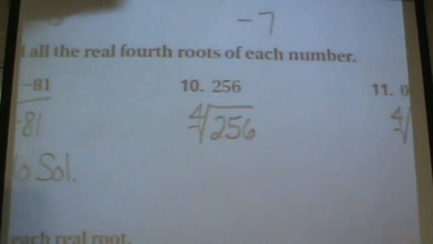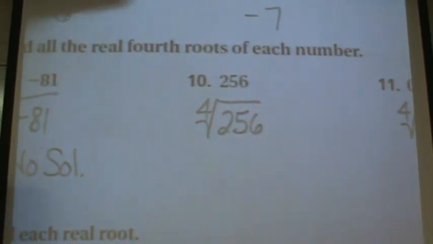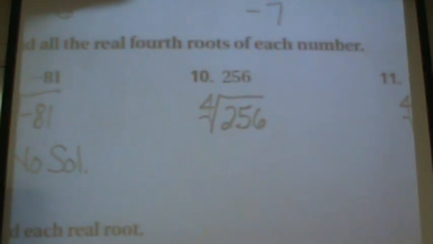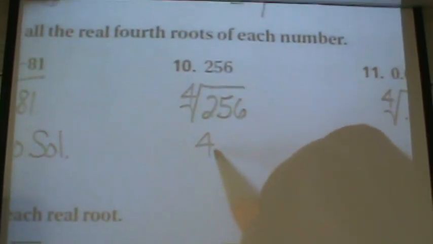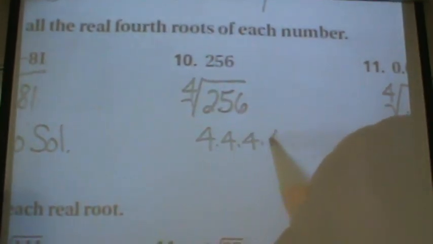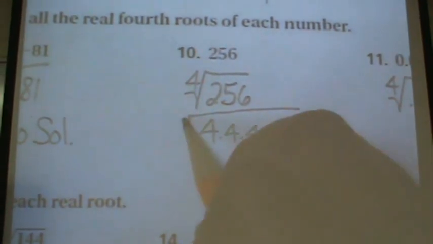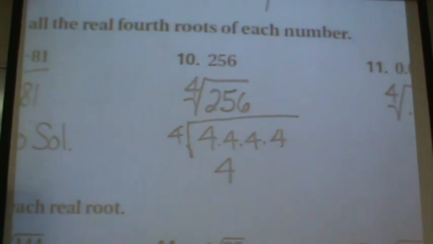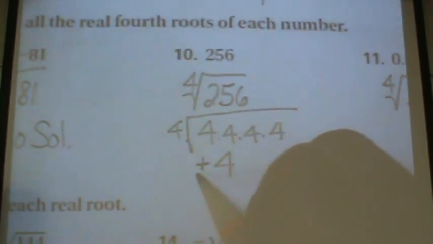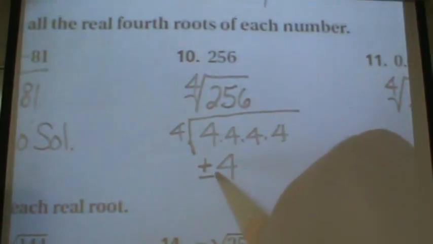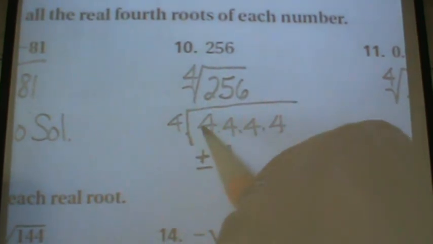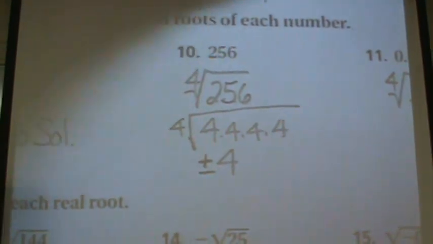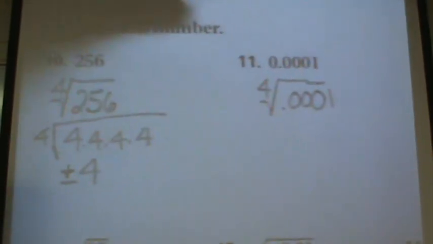For 10, what 4 numbers multiply to give you 256? And that would be 4. 4 times 4 times 4 times 4. So the answer is 4. And don't forget plus or minus, because since it's an even index, all 4 of these could be negative as well. Negative times a negative times a negative times a negative would give you also positive 256.